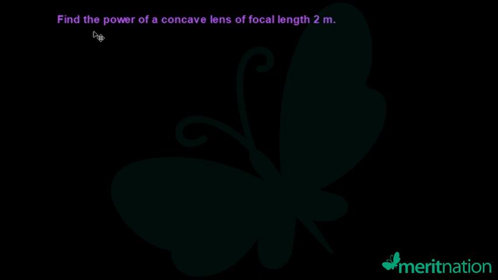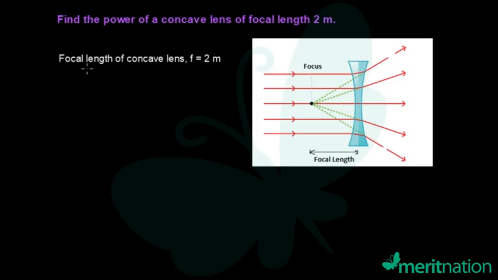Let's read this question. For this question, we have to find the power of a concave lens whose focal length is 2 meters. So we know that the given data is that the focal length of the concave lens is given as 2 meters. Now we know that focal length is the distance between the pole and the focus.